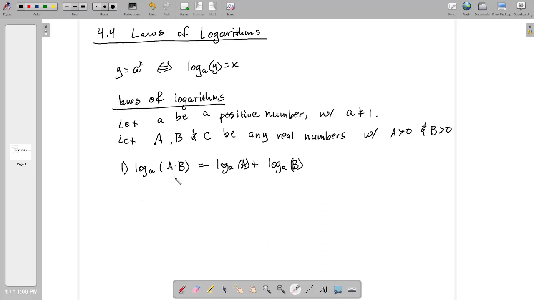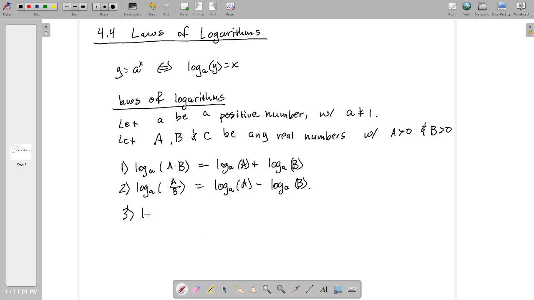Now, when I go through the proof, I'll explain how this works, but if you think about the logarithm as an exponent, then this should make sense. When you multiply two things together with the same base, you add their respective exponents. 2. Log base a of A divided by B is equal to log base a of A minus log base a of B. This is actually the exact same property as 1, except division means that you subtract exponents instead.